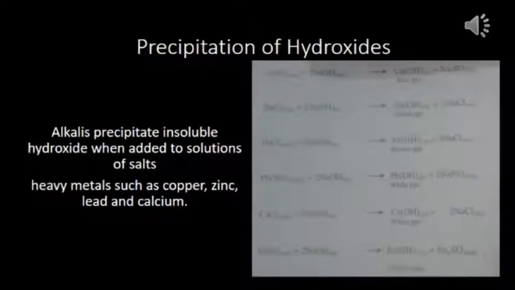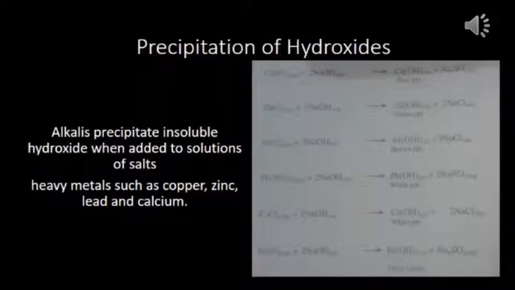Precipitation of hydroxides. Alkalis precipitate insoluble hydroxides when added to solutions of salts of heavy metals such as copper, iron, zinc, lead, and calcium. Whenever a base reacts with the copper salt, iron salt, and zinc salt, they will produce distinguished colors which help us to differentiate between them. As you can see in the examples below, when copper sulfate reacts with sodium hydroxide, it will produce a blue precipitate.